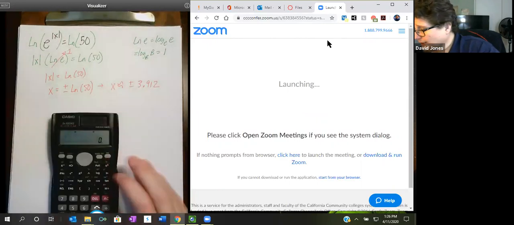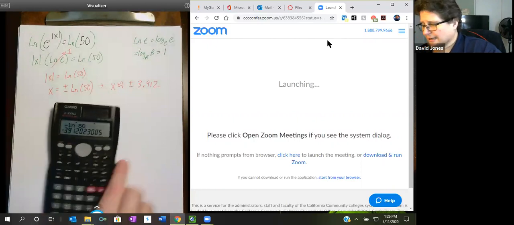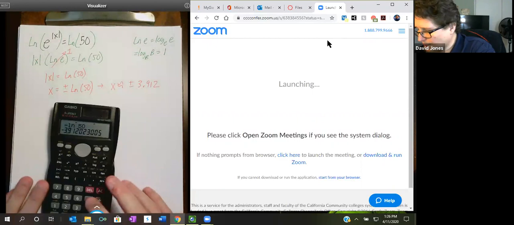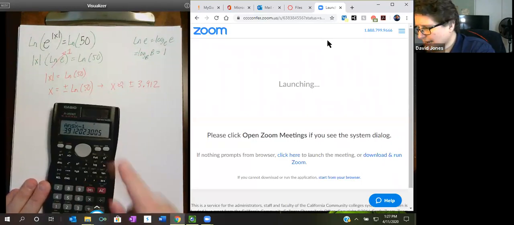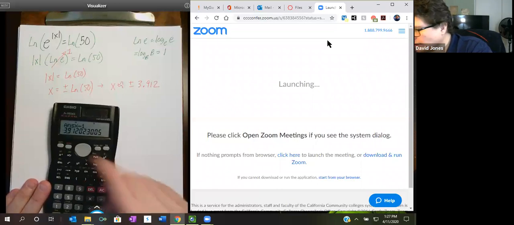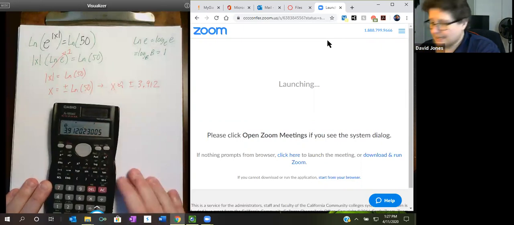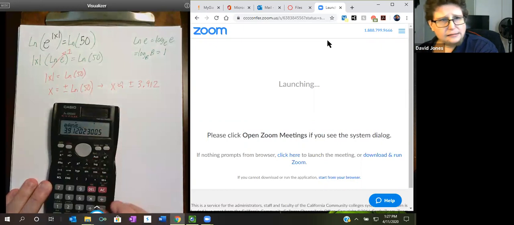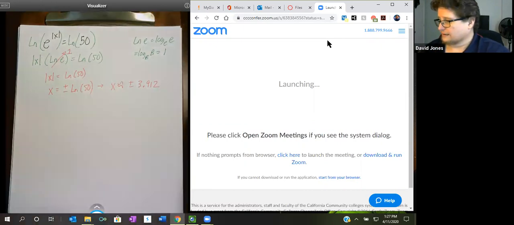Let me do that again. Let's say negative natural log of 50. And I take the absolute value of it, so I make it positive. And I'm going to raise that as an exponent to e. Where is that on my calculator? Shift e. So it did it. All right.